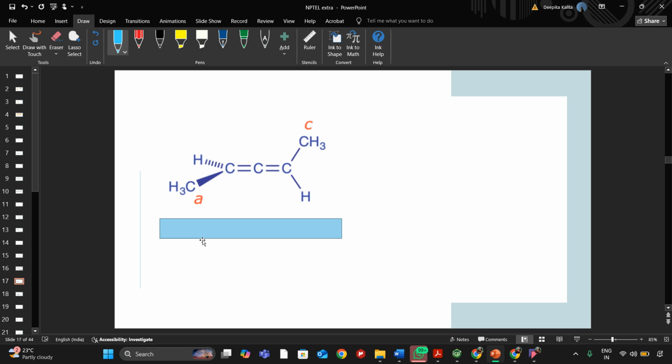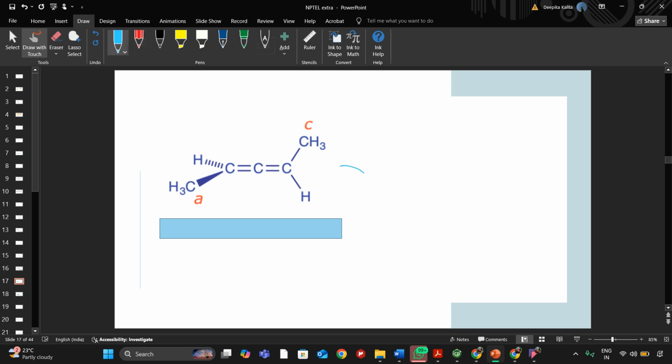In the next question, we have this allene where we have to figure out the absolute configuration of this allene, whether it is R or S. Okay, so let us solve this question.